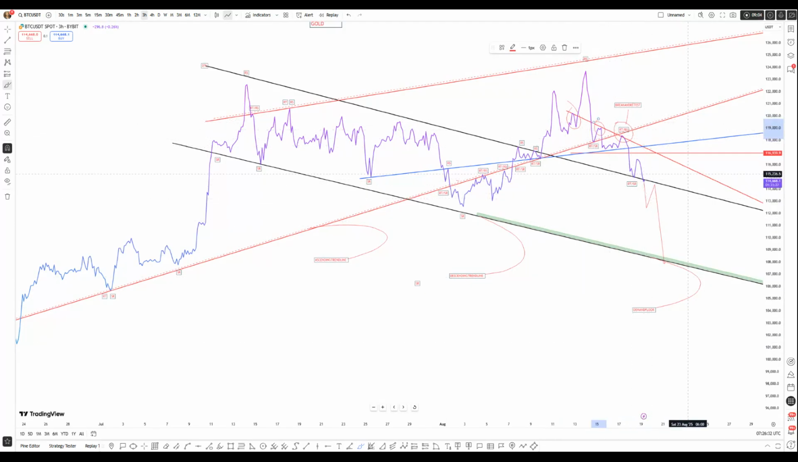So if we break out from here, that's a sell confirmation, ladies and gentlemen. If you break out from there, look no further than to look for a sell opportunity. And if you are in a buy, get yourself out of a buy trade and align with a sell. Otherwise, you're going to have a lot to regret.